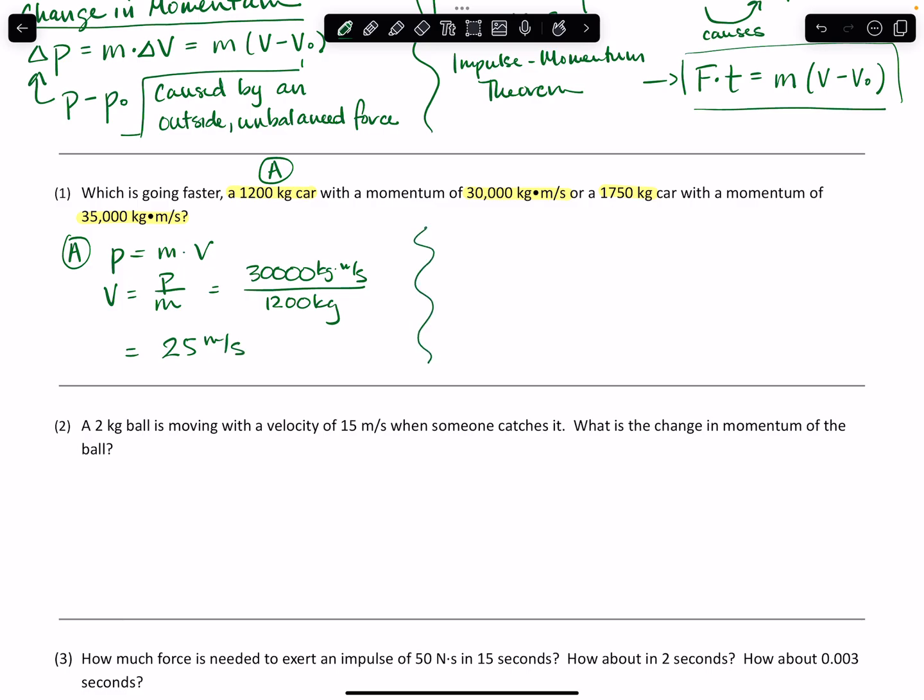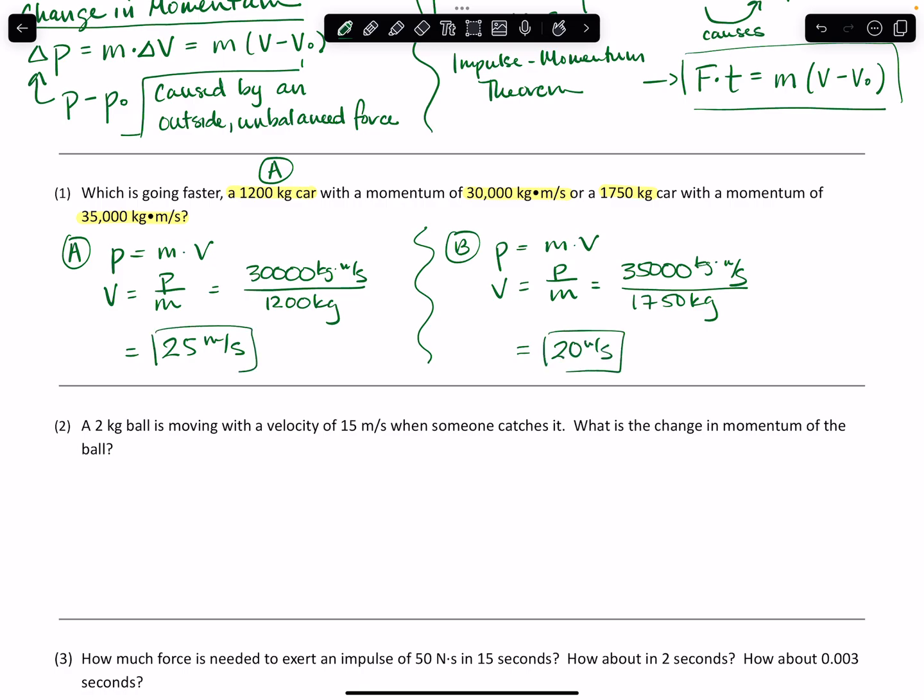All right, we're going to repeat, but with B. So momentum equals mass times velocity, which means velocity is momentum divided by mass. All right, so this time we have a momentum of 35,000 kilograms times meters per second. All right, we're going to divide that by the mass of 1,750. So we're going to have a velocity value here of 20 meters per second. All right, so here's our first relationship. So you can see that even though the momentum value of cart B was higher, the speed at which it's going is lower, and that's because of the relationship between mass and velocity.